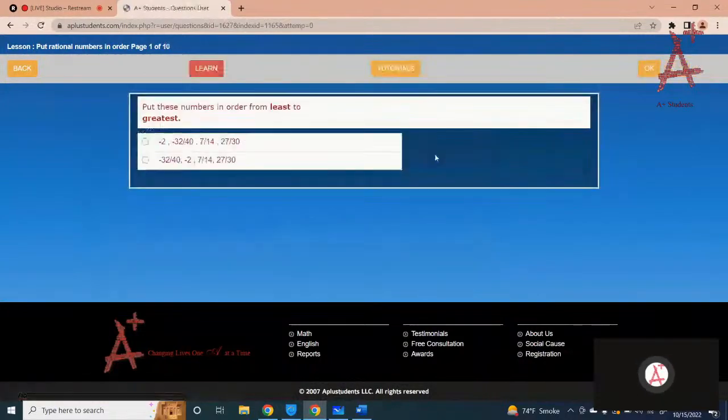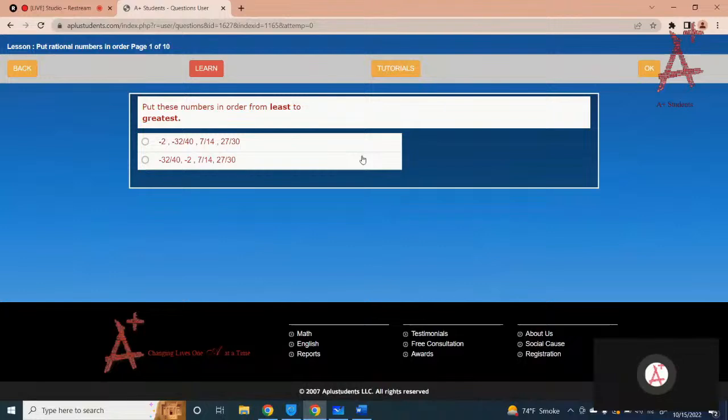Okay, let's start with the test. Put these numbers in order from least to greatest. So which one is the correct option? First one or the second one? Yeah, so you have to arrange them from least to greatest. So which is the correct option?